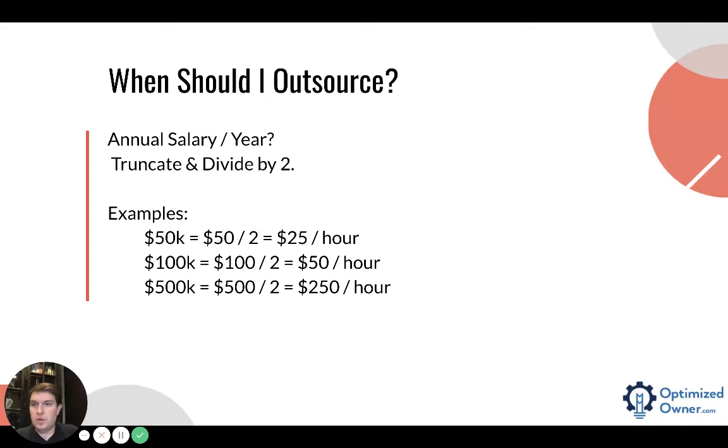So when should you outsource? I would say figure out what the hourly value of your time is. And you can do that by taking your annual salary per year, truncate the number, and divide by 2. So for example, if you're making $50,000 a year, that would be 50, truncating the 1,000, divided by 2 is $25 an hour. And it works up and down. So $500,000 a year would be 500 divided by 2, which is $250 an hour. Tasks that are lower than $250 an hour, you should consider outsourcing. You should consider, is this the best and highest use of my time?